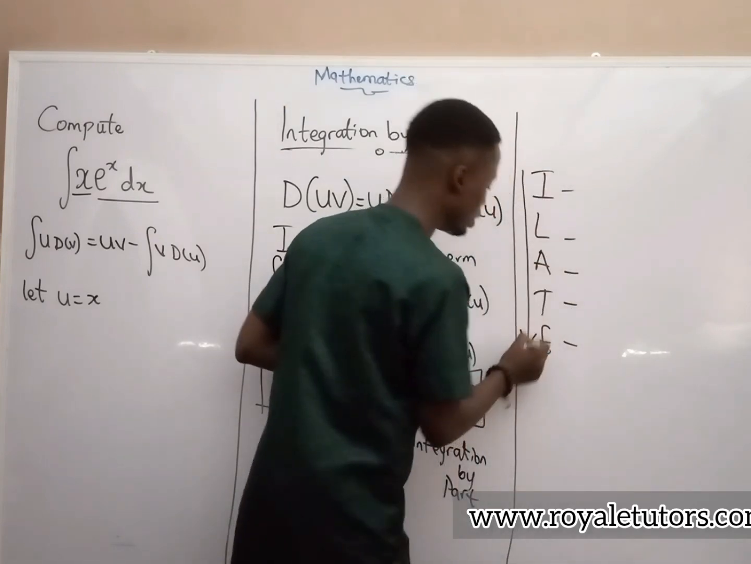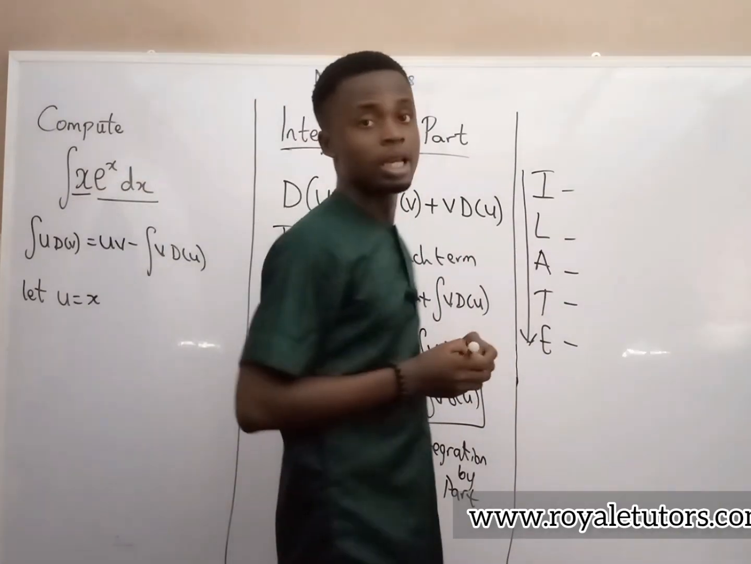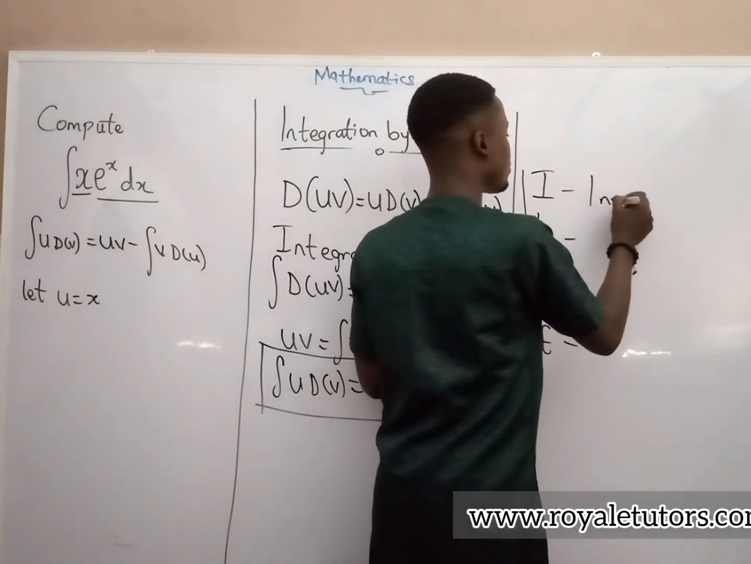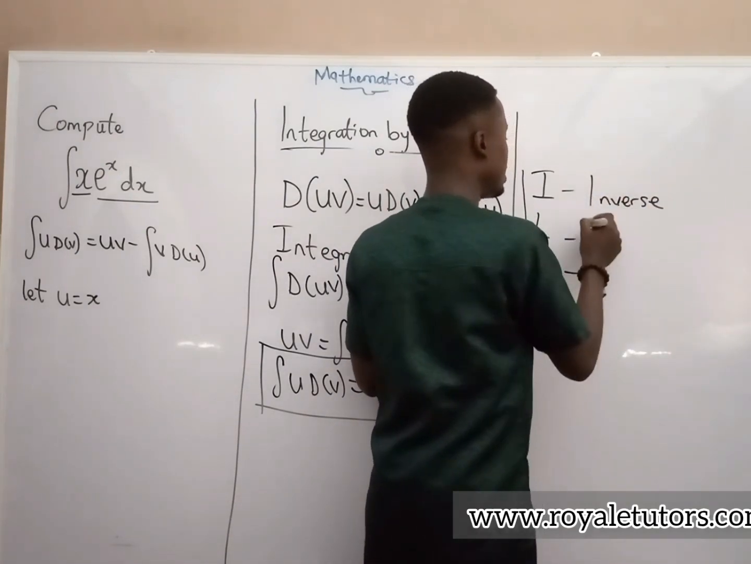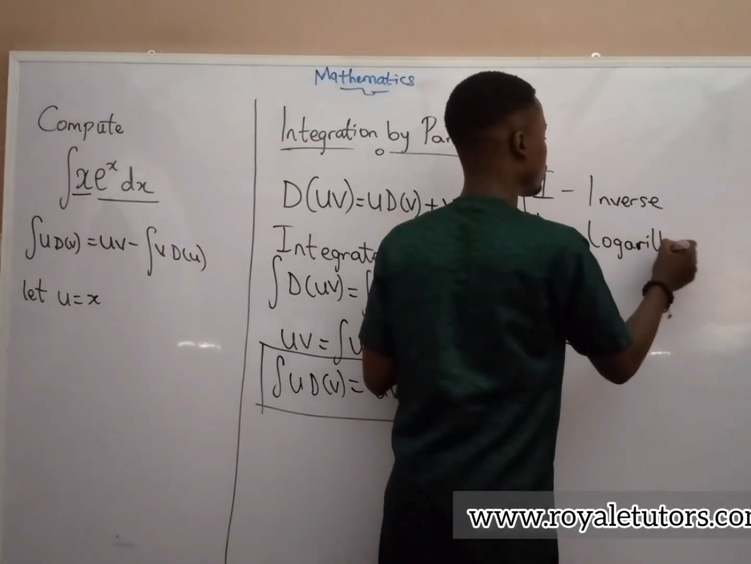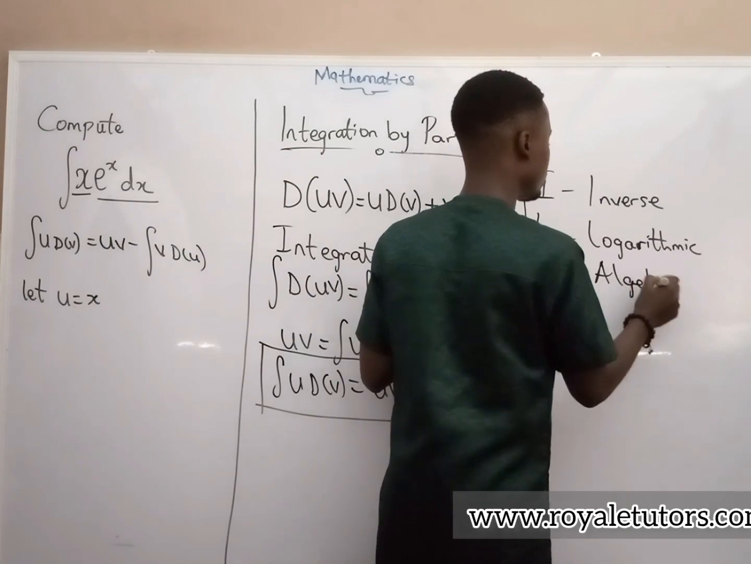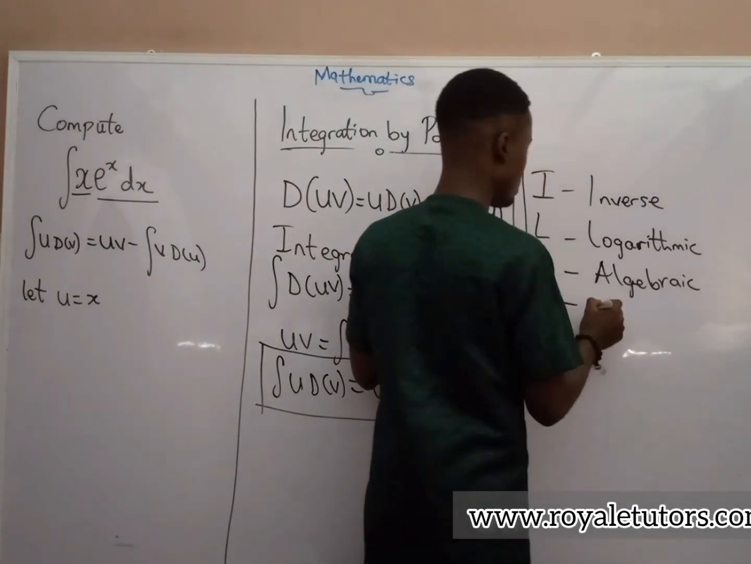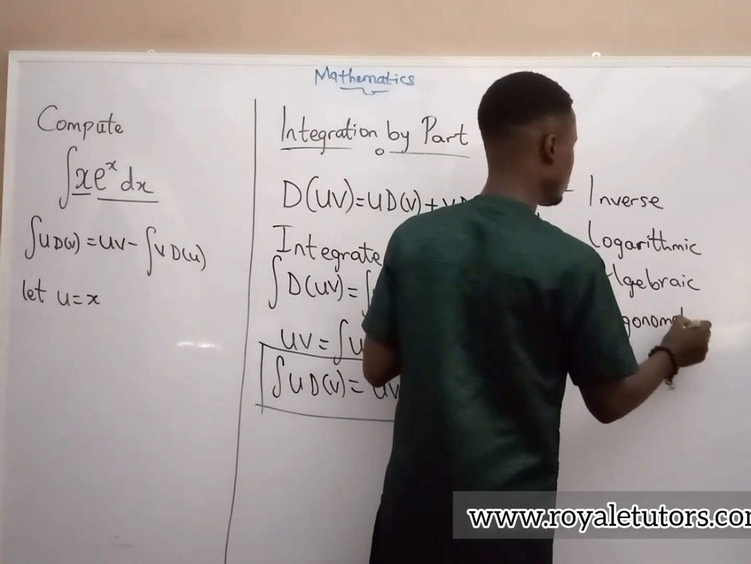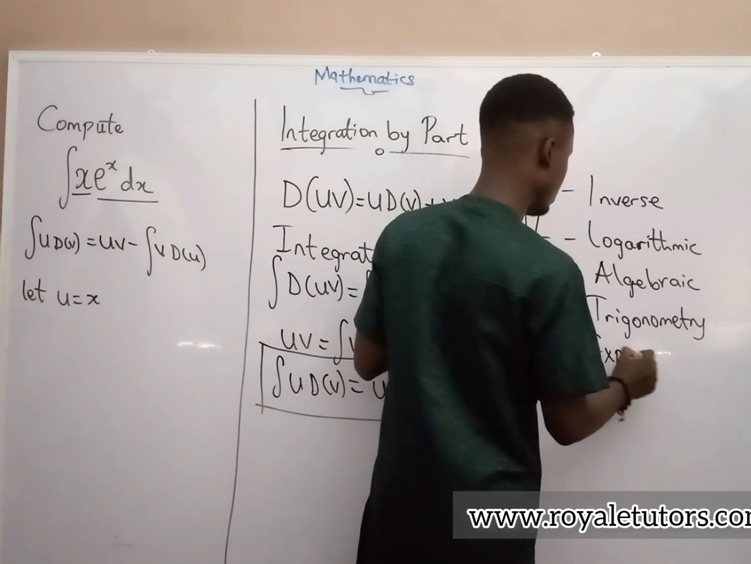It goes from top to bottom. So the first thing we check for is if we have an inverse function in the two functions multiplying themselves, because I stands for inverse, L stands for logarithmic, that is logarithmic functions, A stands for algebraic functions, T stands for trigonometric functions, while E stands for exponential functions.